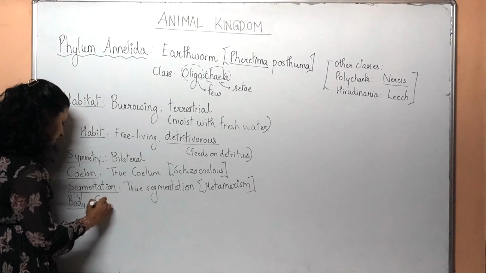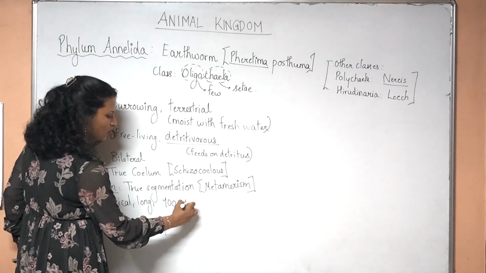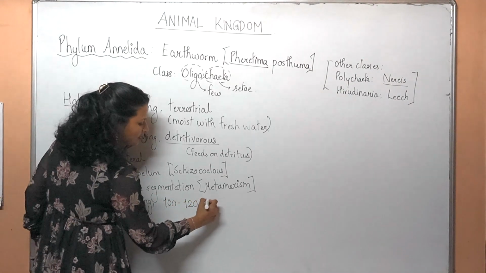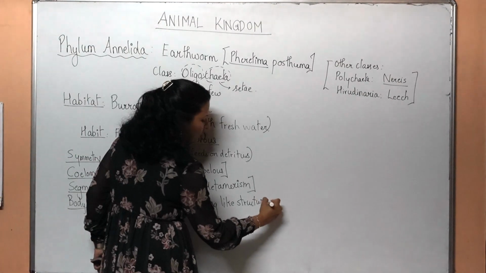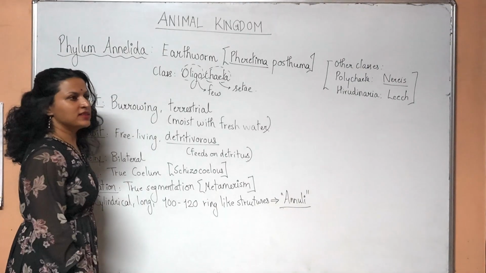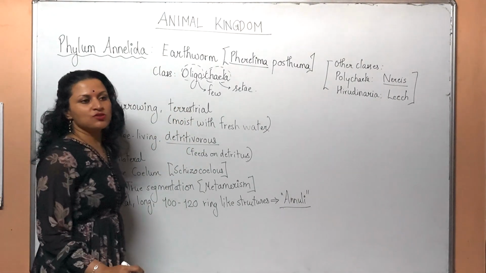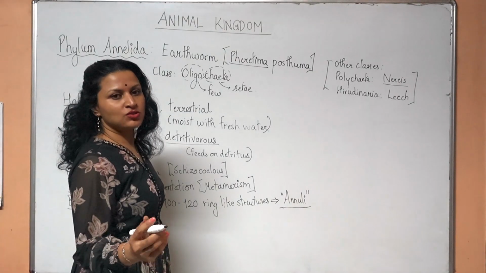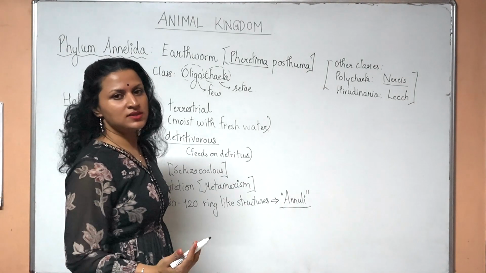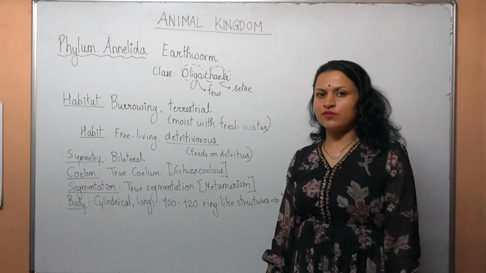Its body is cylindrical and long with about 100 to 120 ring-like structures, which are called, what are the ring-like structures? Called annuli. In fact, it is from these ring-like structures, the annuli, which are present on all the animals that belong to this phylum, that the phylum has gotten its name, phylum Annelida. Now let us have a look at the external morphology of the earthworm.